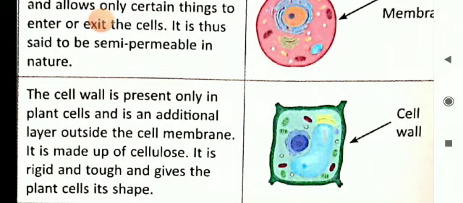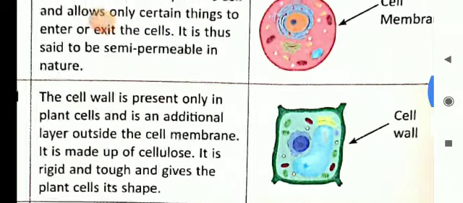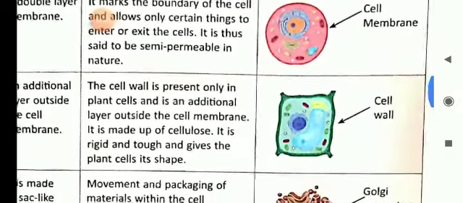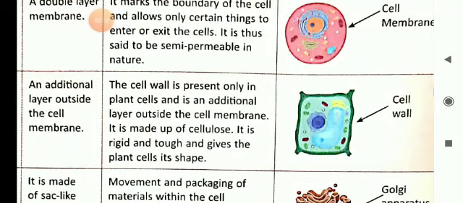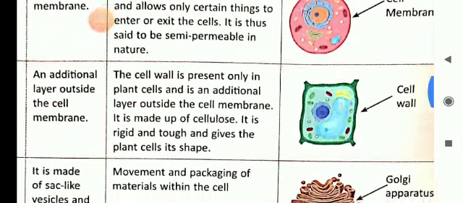It makes the plants strong because it has to remain outside and go through the different types of temperature, rain, all these. So it is tough and gives the plant cell its shape.